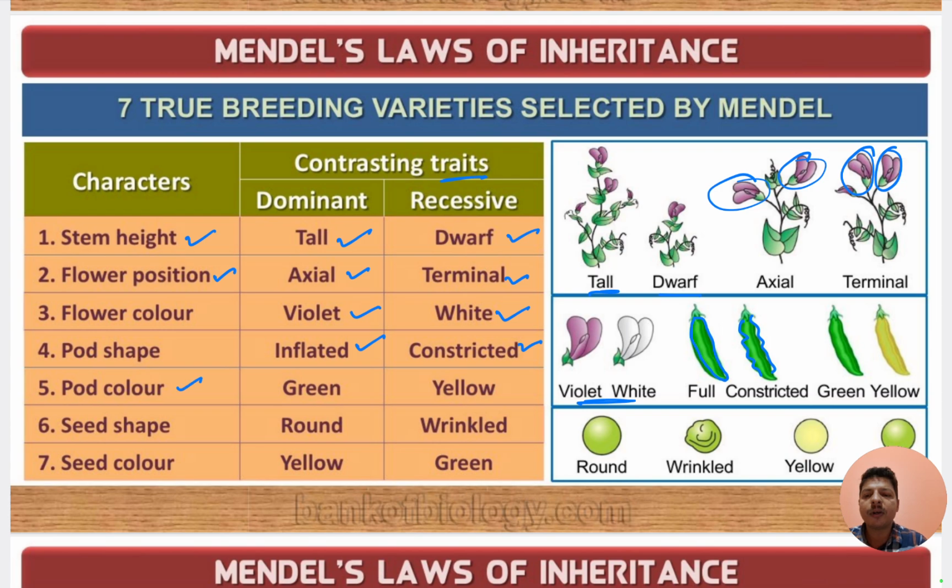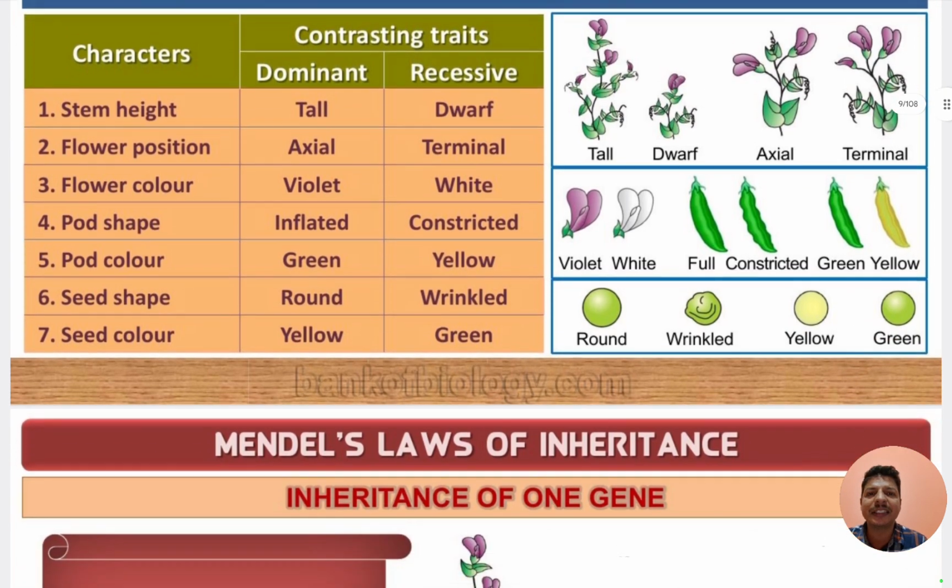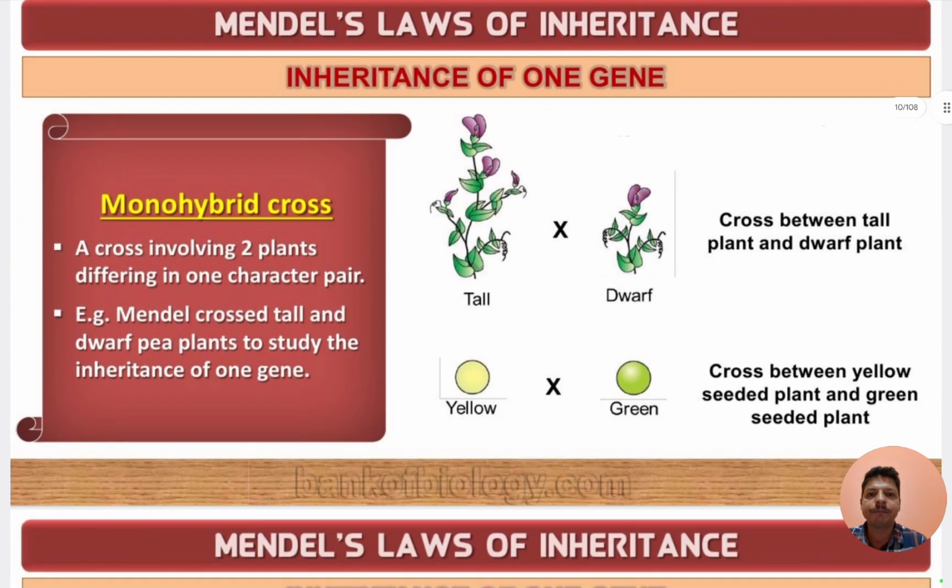Pod color, green or yellow. Seed shape, round or wrinkled. And seed color, yellow and green. That's why Mendel selected the pea plant for his experiment, because it shows proper, visible contrasting characters.